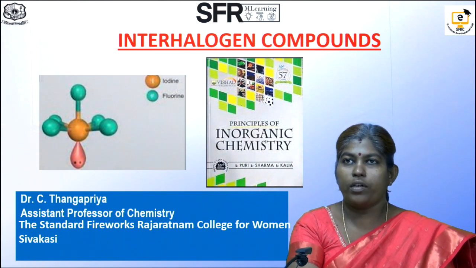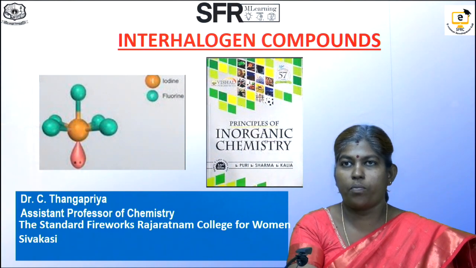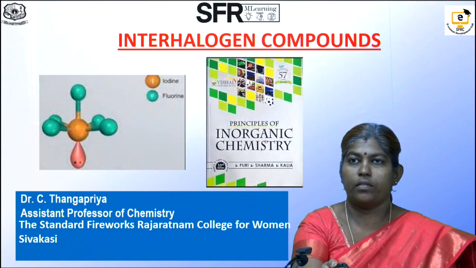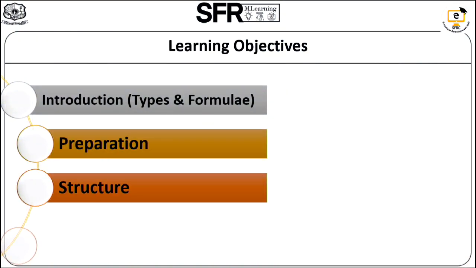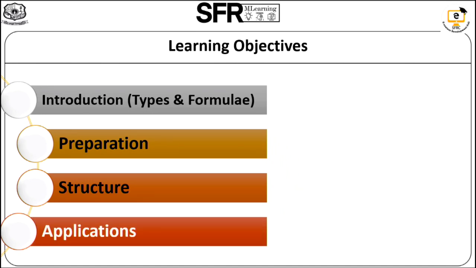So now I am going to discuss the topic interhalogen compounds. In this video we cover the introduction to the interhalogen compounds and their types. What are the types of interhalogen compounds available and their corresponding formulas. Next we see how these interhalogen compounds are prepared. Then what is the structure of these interhalogen compounds. Finally we're going to see their applications in various fields.